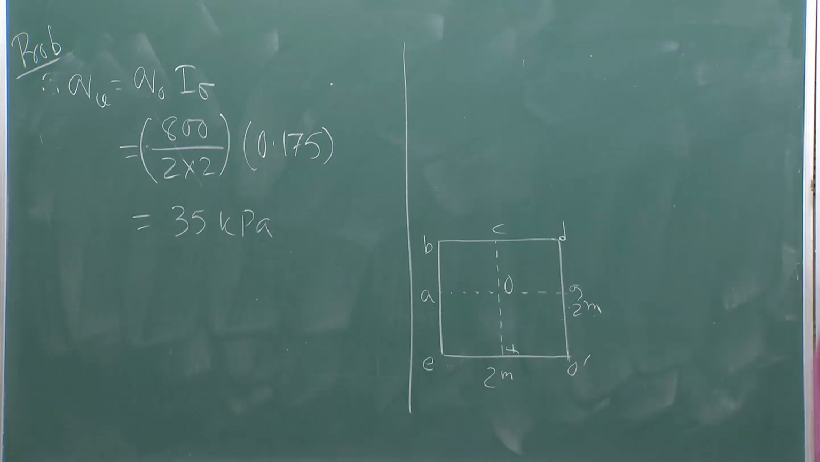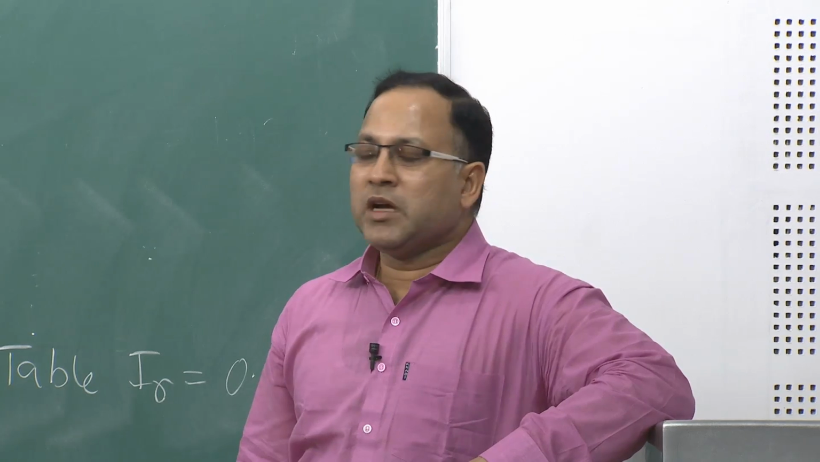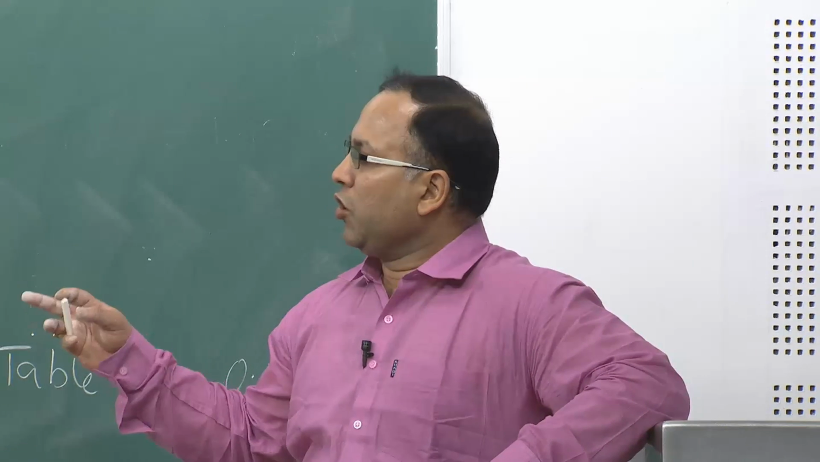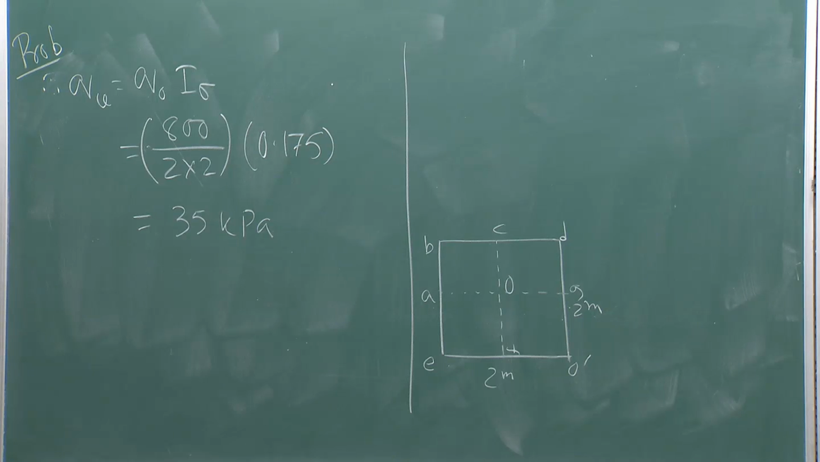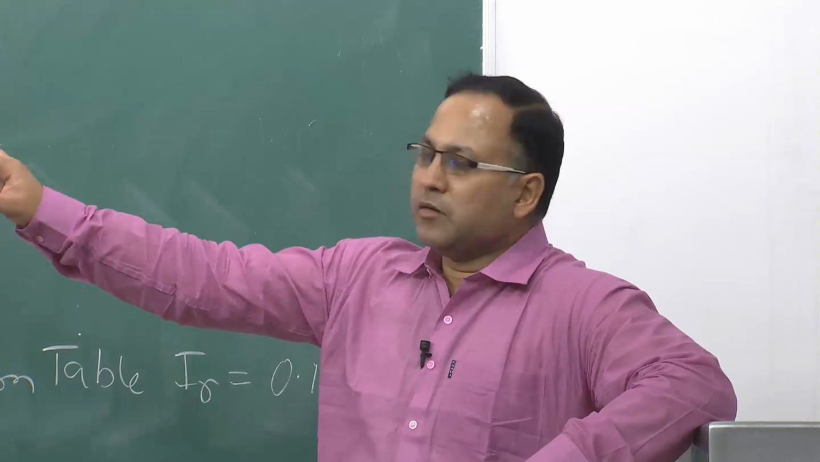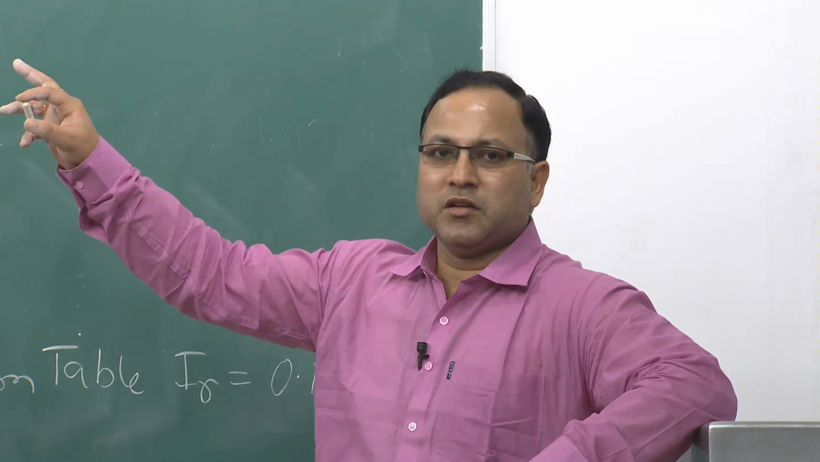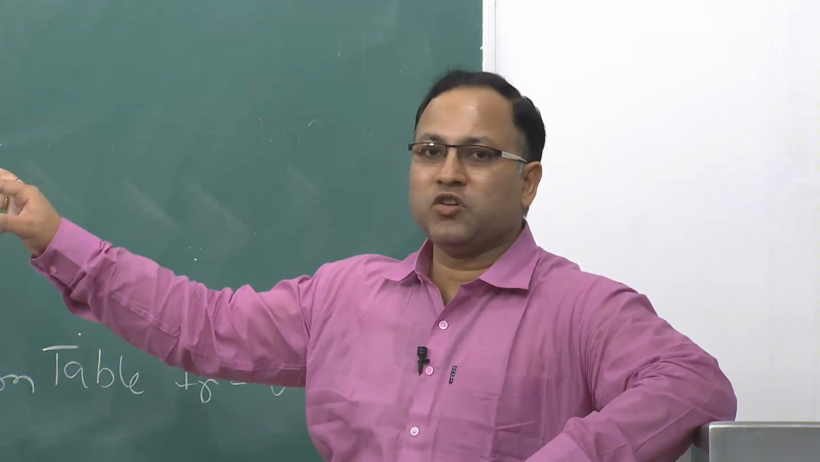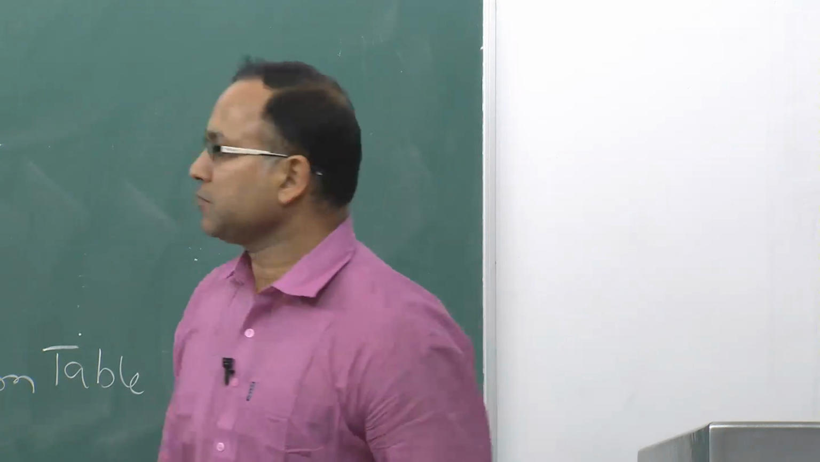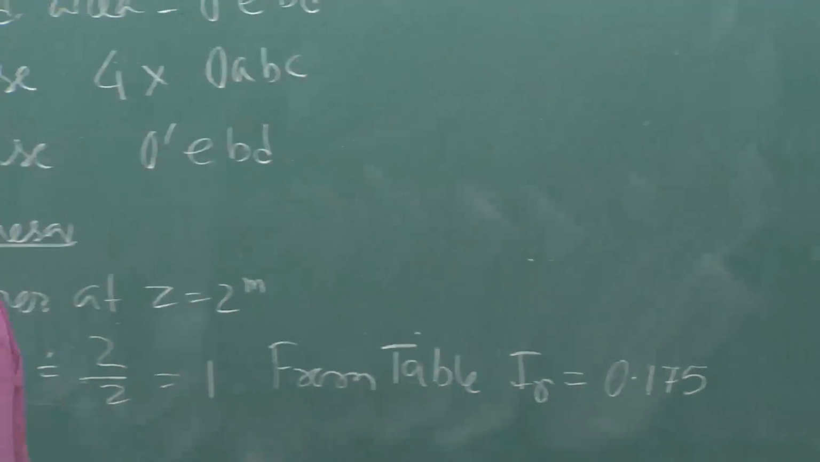So, 35 kPa is the stress just below point O prime, just below the corner of this loaded area, either below point O prime or below point E or below point B or below point D at some depth 2 meter. So, this is the stress or the pressure happening due to the application of 800 kilonewton load on this square area. Okay.